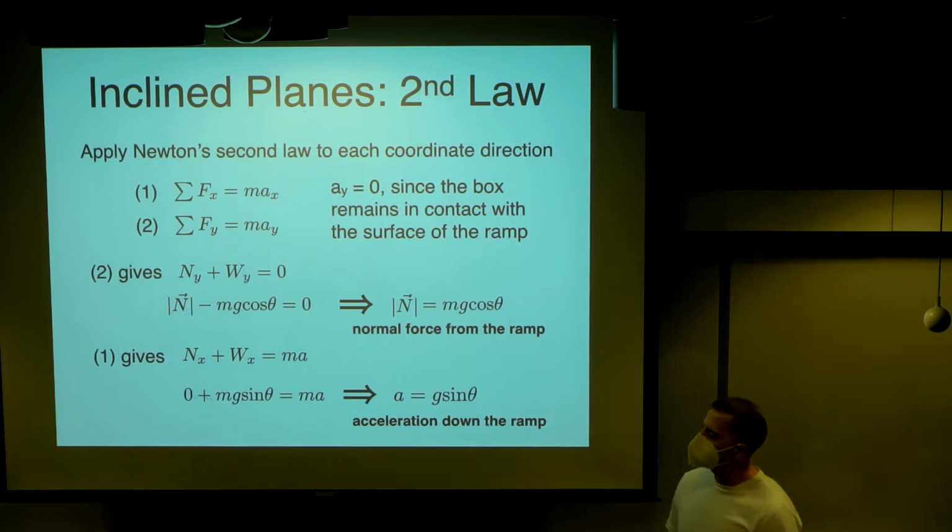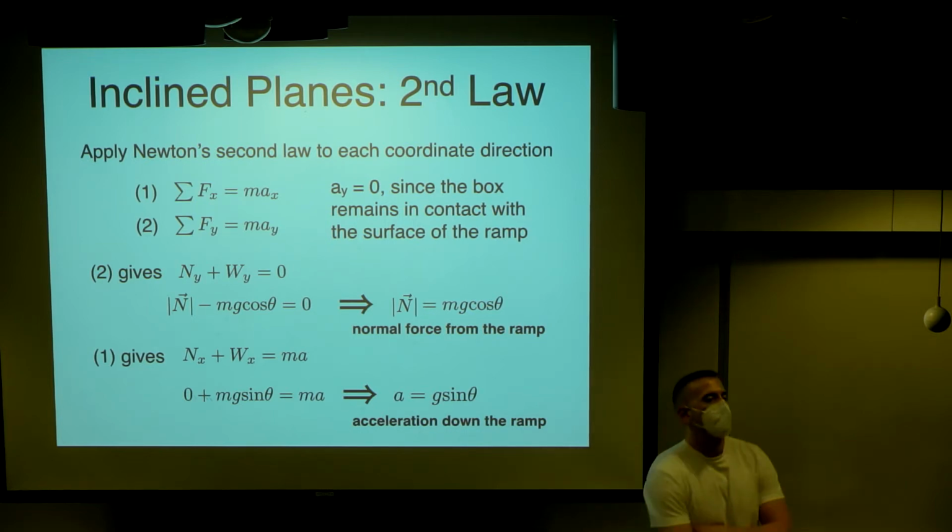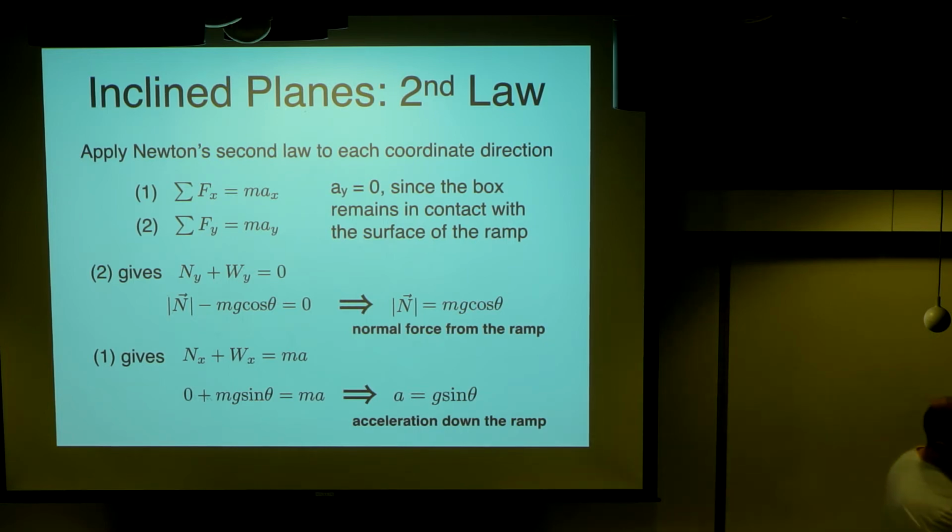Okay? So we have two results here. We have the normal force acting on the object as it slides down the ramp, and we have the acceleration down the ramp. a is just equal to g sine theta. And again, this all assumes no friction. If there is friction, this gets a little more complicated, but we'll learn how to deal with that in the next chapter. So, any questions on how we got these results?